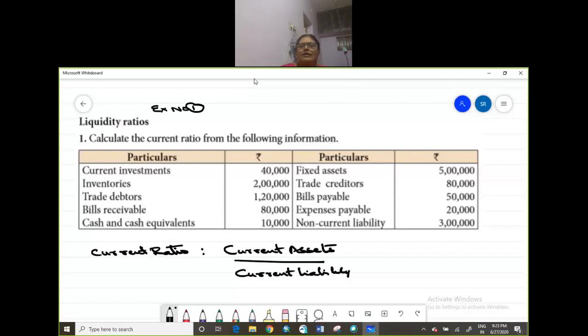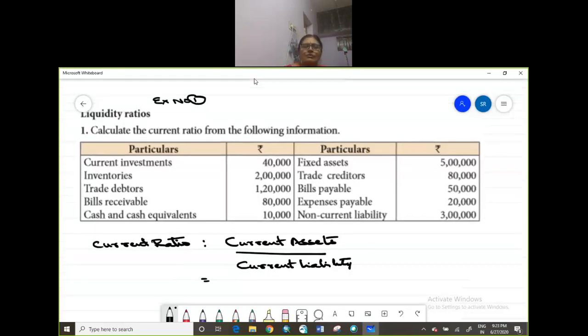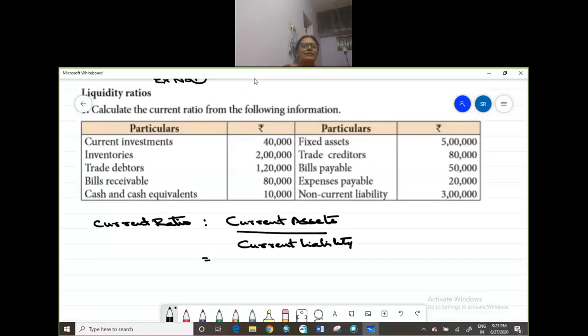Now, what are the current assets here? Let us go through the table. Current investment is a current asset. Inventory is a current asset. Sundry debtors is a current asset. Bills receivable is a current asset. Cash equivalent is a current asset. They have given you fixed assets. You cannot take it because it is not current. Then trade creditors, bills payable, expenses payable, and then non-current liability. You cannot include that, right?